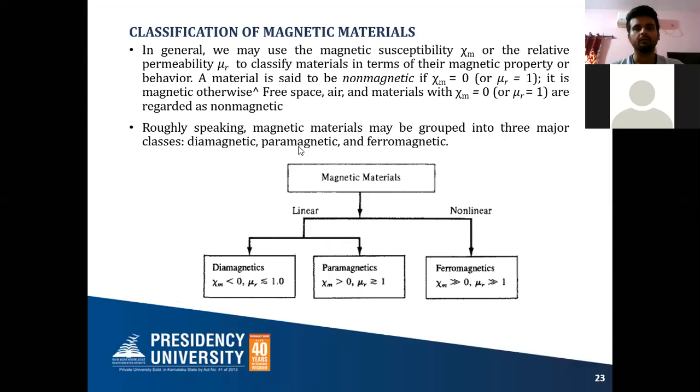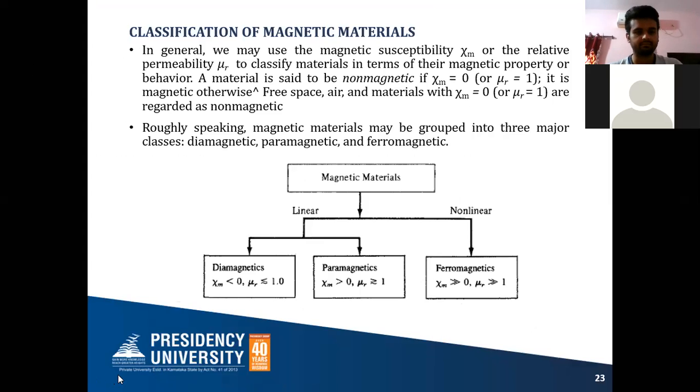Now, how to define them? What is diamagnetic and what is paramagnetic? First, I'll explain the concept. What is diamagnetic? Now, in a magnetic material, many magnetic dipoles will be there. In a material, many dipoles will be there. They will be in random motion.